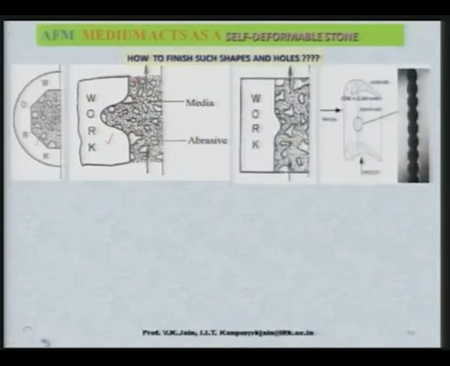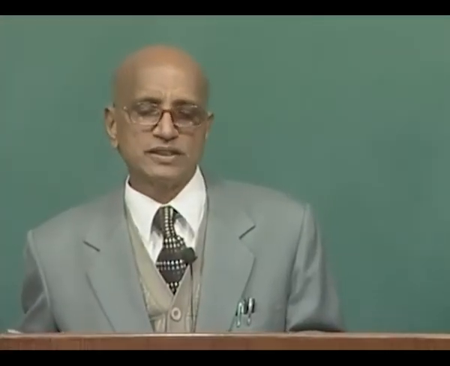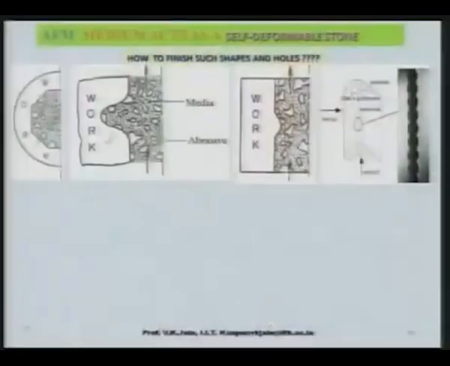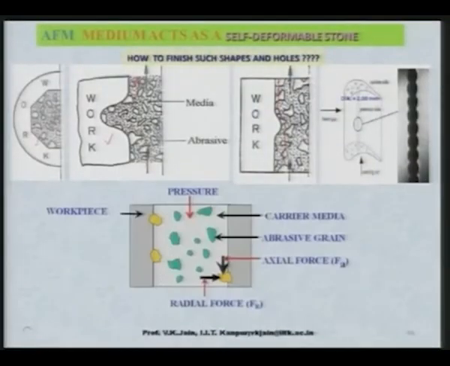Then there can be the convex surface. This particular process can easily finish these convex surfaces, as the medium is going like this over the surface, and abrasive particles are coming in contact with the convex surfaces, and they are going to shear off the peaks or irregularities of the convex surfaces. Now, here is a very interesting example which I have shown.